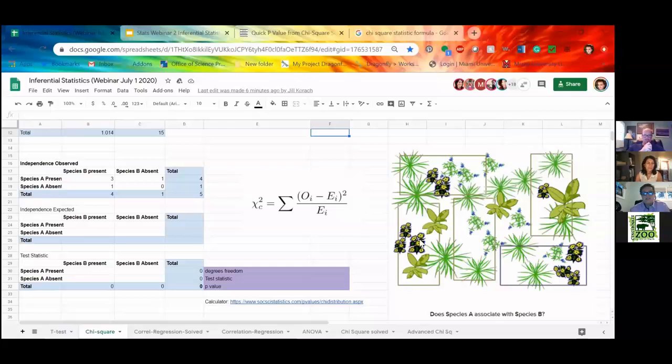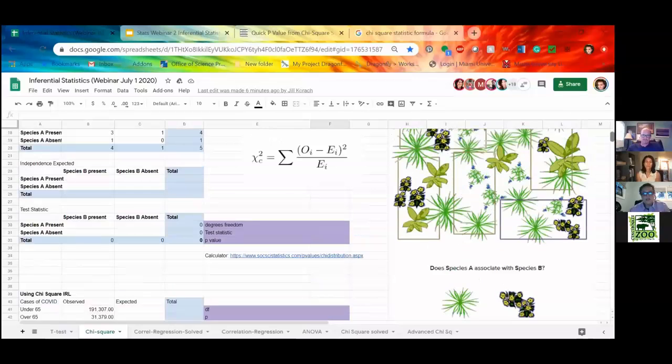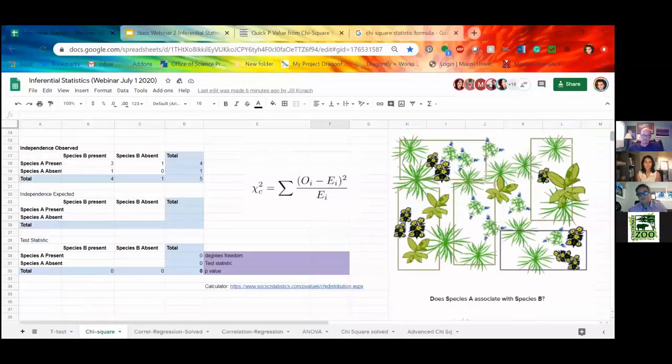So this scenario is based on this quadrat over here, and you can see species A and species B are listed. Species A is this green spiky species, and species B is this yellow flower. And rather than going through and counting each individual one and figuring out where they occur, we have them in these 5 quadrats. And all we want to know is, are they present or are they absent? And in how many quadrats? So here's my first contingency table.